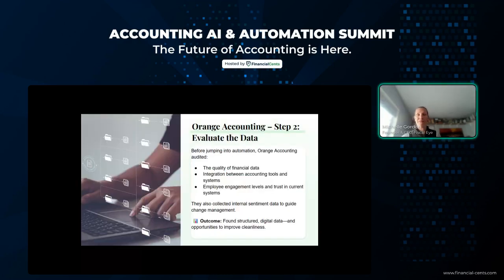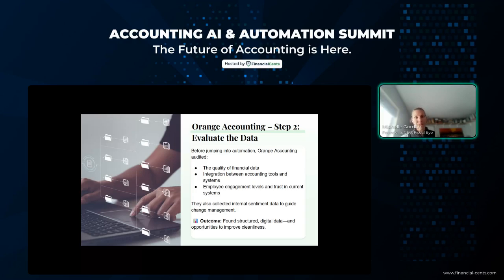Step 2, evaluate the data. And this is a step too many teams rush through. Before implementing AI, Orange Accounting paused to audit their data environment. They wanted to know, is their data clean, structured, and digitally accessible? Do our systems talk to one another, or are we dealing with silos and exports? Keep in mind that clean data means different things to different use cases. Predictive models and generative models often require different types of structure, tagging, and formatting.